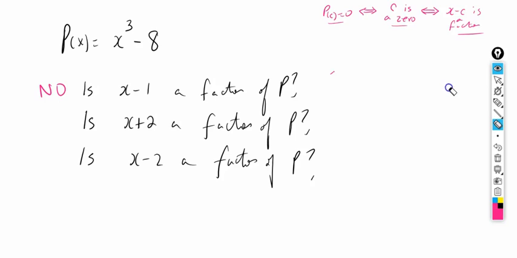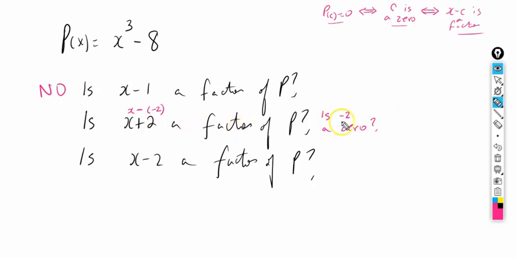Now these are easiest to see when you don't have to rewrite anything. On this next one, is x plus 2 a factor of p? Well, you're going to have it in the form of x minus something. So I'm going to rewrite x plus 2 as x minus negative 2. So is that a factor? Then the question is the same as, is negative 2 a 0? Because if negative 2 is a 0, then x minus negative 2 is a factor.